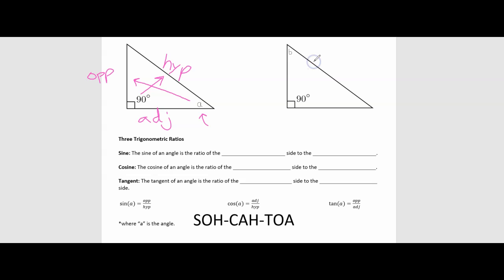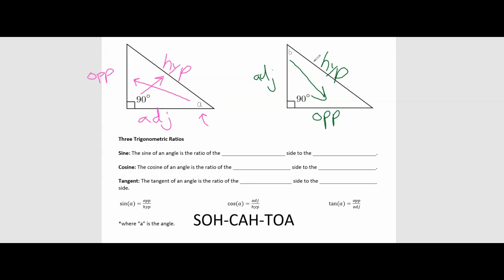Okay, so hypotenuse across from the 90-degree angle, the opposite side across from the reference angle, and then the adjacent side is the one adjacent to the reference angle. That's not the hypotenuse. I find it easier to label the adjacent side last, especially when you're first starting out labeling these sides. So the three big ratios, we call these sine, cosine, and tangent.